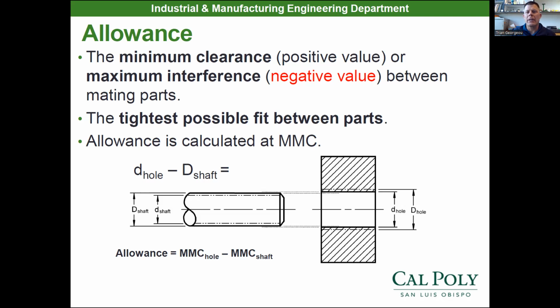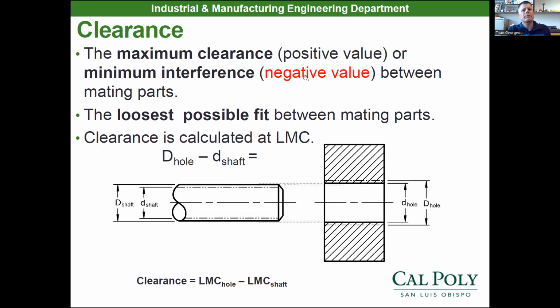So allowance is calculated by doing maximum material condition of the internal feature minus maximum material condition of the external feature. So it's MMC of the hole minus MMC of the shaft that gives you your allowance. That'll be the tightest fit between the mating parts. Positive values mean there's clearance. Negative values mean there's interference. The parts will interfere with each other.